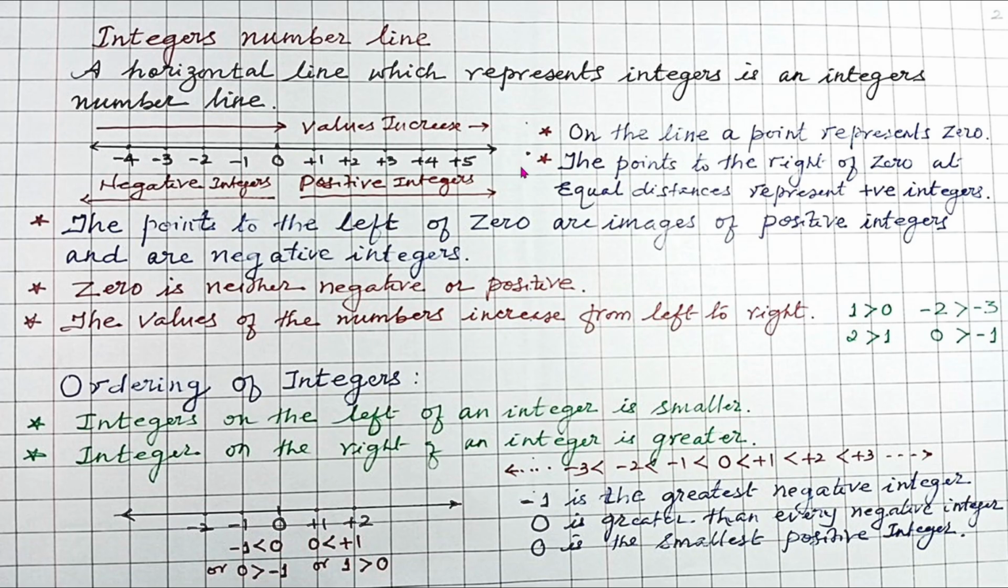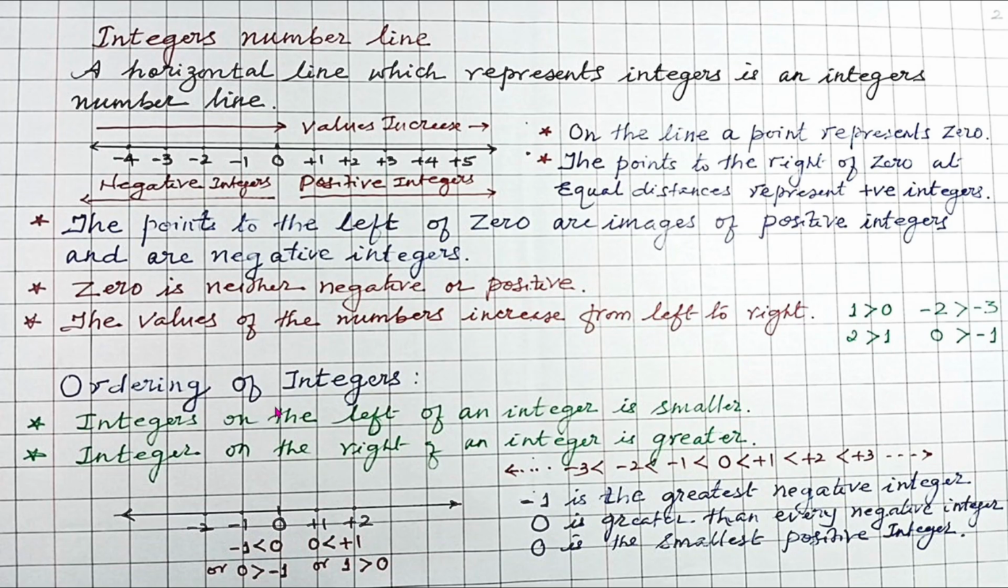So we have positive integers on the right of 0 and negative integers on the left of 0. Remember that. Now 0 is neither negative or positive. 0 is having no sign. The values of the numbers increase when we move from left to right of the number line. So if you see here, 0 is greater than minus 1, minus 1 is greater than minus 2, and plus 5 is greater than plus 4. Therefore the values increase as we move from left to the right of the number line.